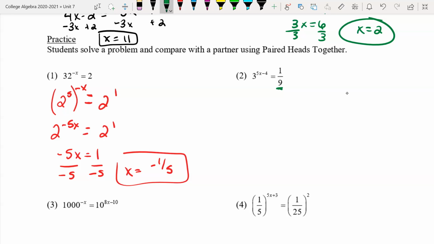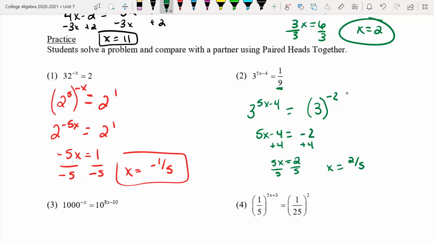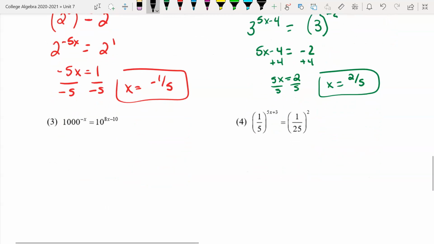1/9. Well, I know 3 squared is 9, but if I wanted to make it 1/9, I would say 3 to the negative 2nd. So we're going to rewrite this as 3 to the negative 2nd. So 5x minus 4 equals negative 2. And you can always type it into your calculator to make sure you get the right thing back, 1/9. That's how you know you did it correctly. So 5x equals 2, divided by 5, x equals 2/5. So I want you to try these last two.